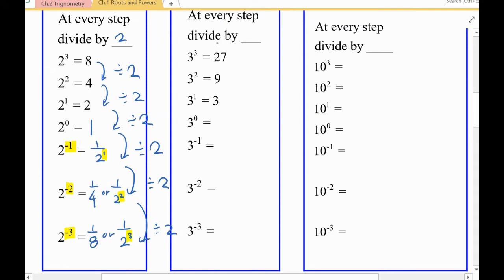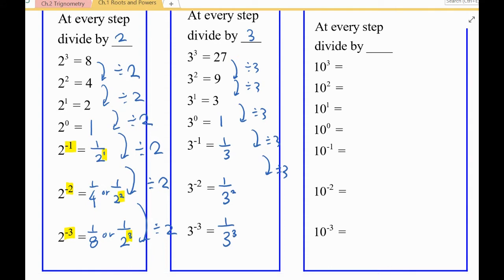Alright, at every step, this time you divide by 3. Okay, 27 divided by 3 is 9. 9 divided by 3 is 3. And 3 divided by 3 becomes 1. And 1 divided by 3 becomes 1 over 3. Again, divided by 3, it becomes 1 over 3 squared, or 1 over 9. And 1 over 3 cubed. So at every step, you divide the number by 3. And you get this number.